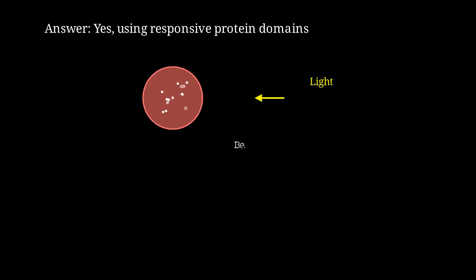This shows light-induced phase separation. Before light exposure, proteins are dispersed. Upon illumination, they oligomerize and phase separate into droplets. Let's review the key experimental techniques used to characterize phase-separated systems.